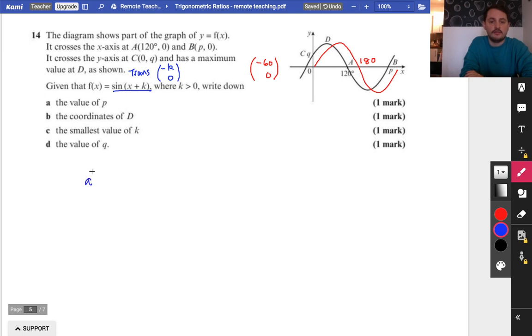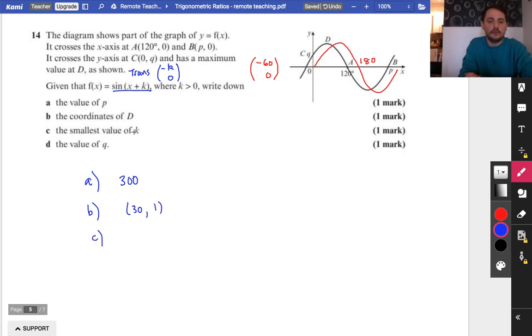So it says find the value of p. Well, normally it would be here at 360, but we've said it's just gone 60 to the left. So the value of p is 300. It then wants us to find out the coordinates of D. Well, the normal peak is at 90, but it's moved 60 to the left. So it's going to be 30, and the y, well, it hasn't been multiplied at all, so it's just going to be a 1. It's just going to be a 30 and a 1.